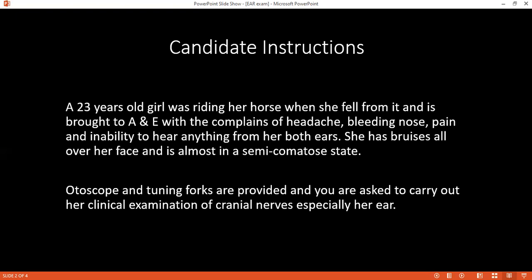After that, I would like to do otoscopy to examine his ear. Okay, if it is the right ear, then I will hold the otoscope with my right hand, just like a pencil grip.